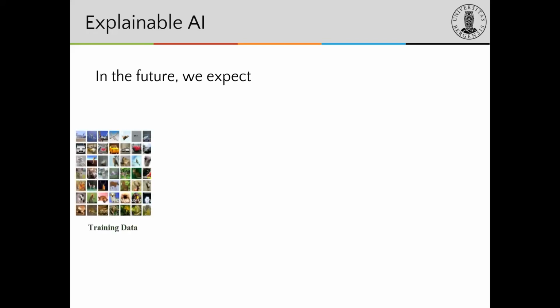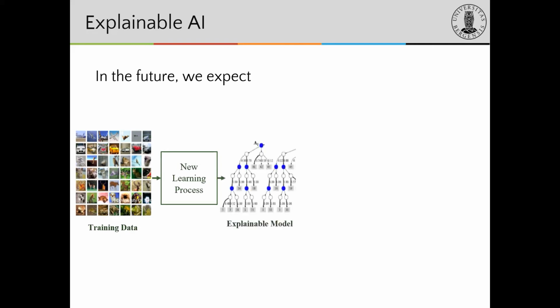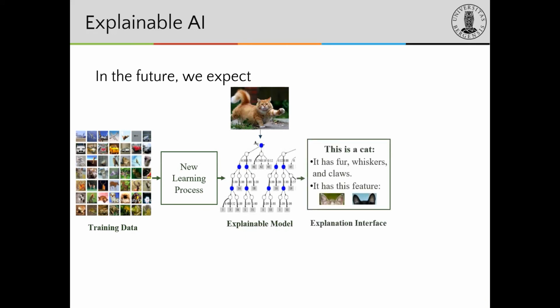For example, we have a training data set of a lot of pictures. Then we put this into a neural network or some smart learning process, and we can get an explainable model. Afterwards, we put a cat picture into this explainable model. Then it can directly tell us, okay, this is a cat because it has fur, it has whiskers, it has claws, and also it has an ear feature like this. So we can have this kind of explainable interface.